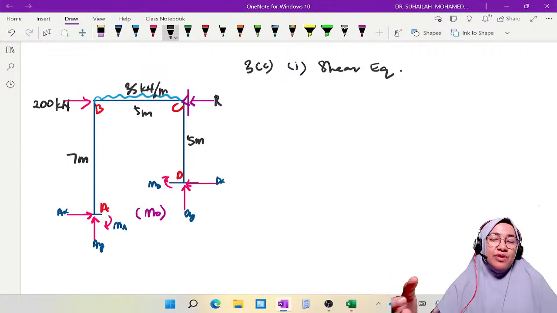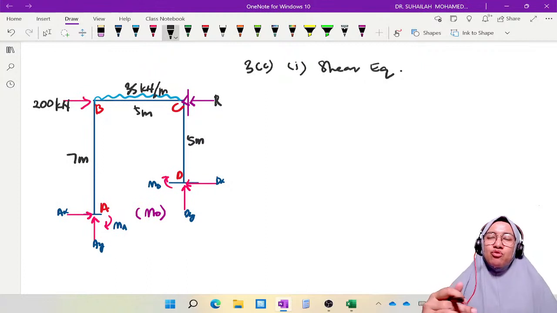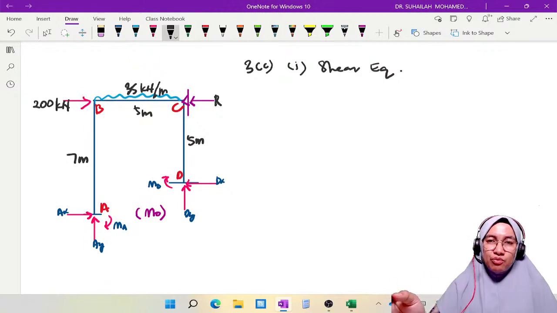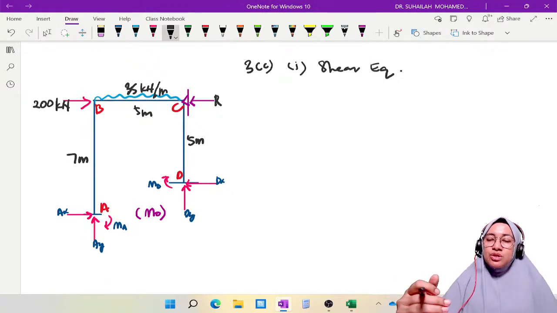When we analyze the frame, our focus is the column, because in this case the displacement in the beam has no effect. The displacement in the beam is 0. The displacement in the column moves horizontally, so we focus on the horizontal movement and the horizontal reaction. So the word shear is used here.